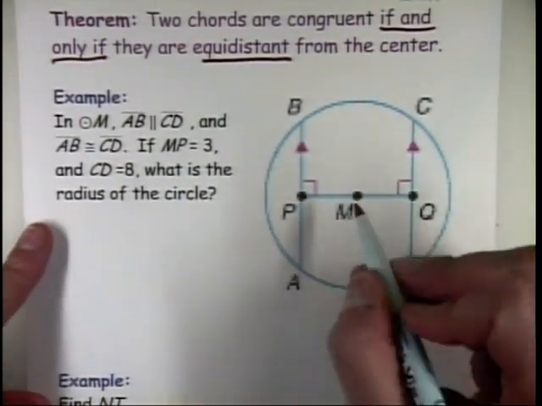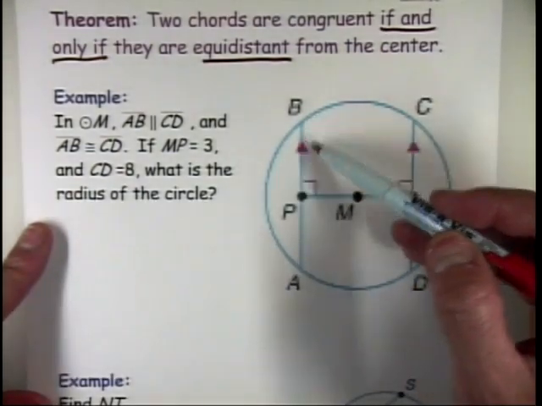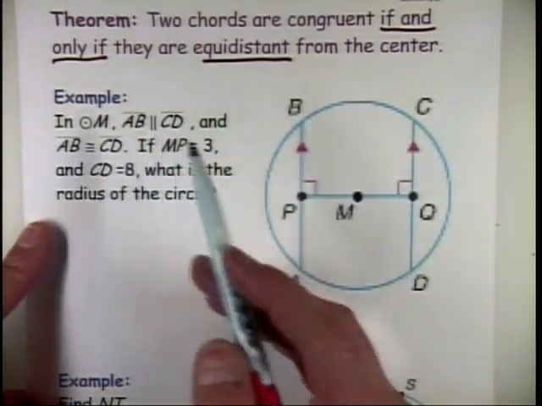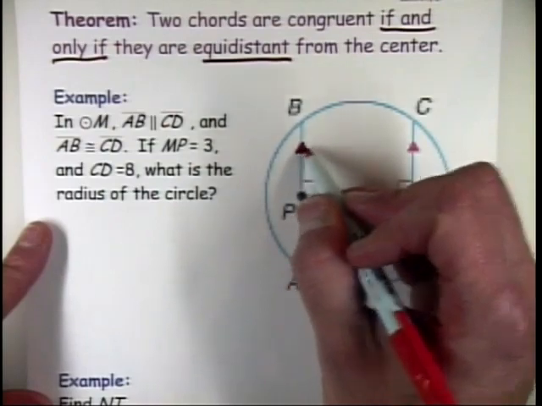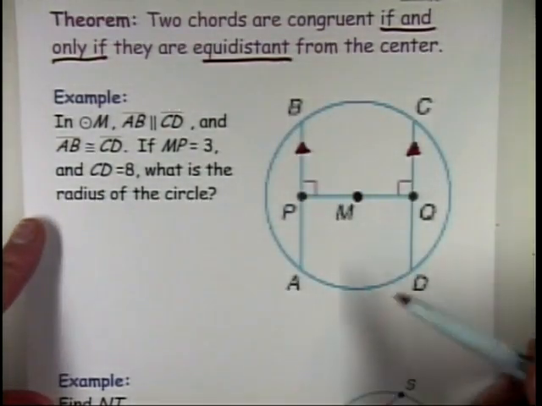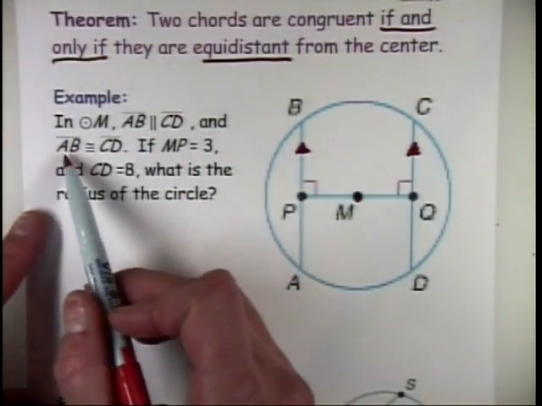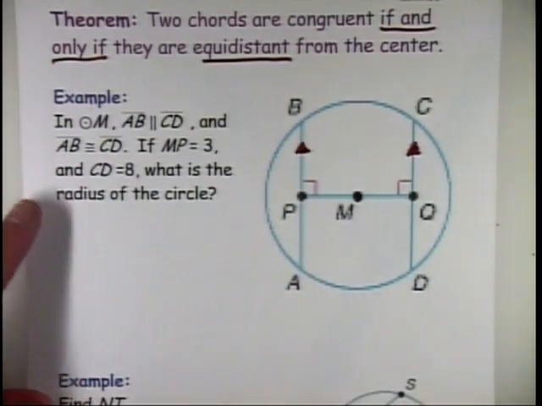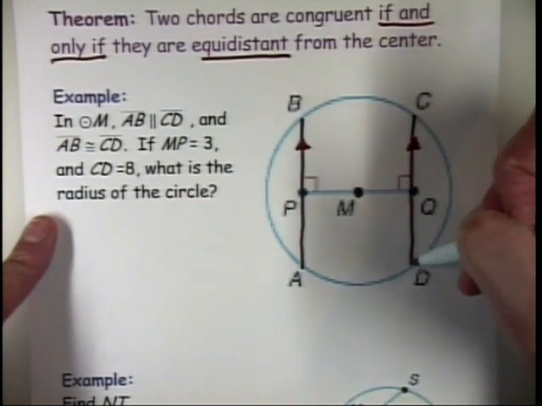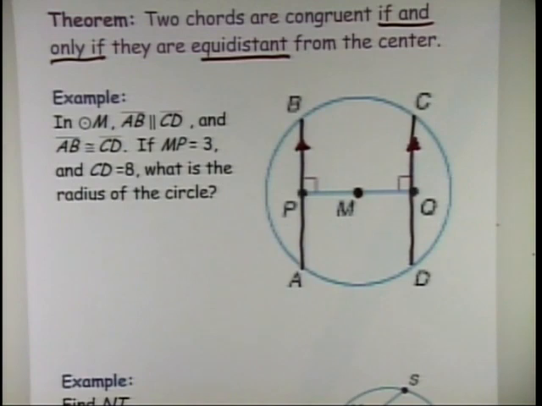In this circle right here, which we're calling circle M, we name it by the center, we know that segment AB and CD right here are parallel. It's given in the instructions, and remember these little red arrows, or they don't have to be red, on the line show that they're going in the same direction. That means they're parallel in Euclidean geometry. Okay, we also know that segment AB is congruent to CD. That means that this segment here and this segment here are the same measure, the same length.